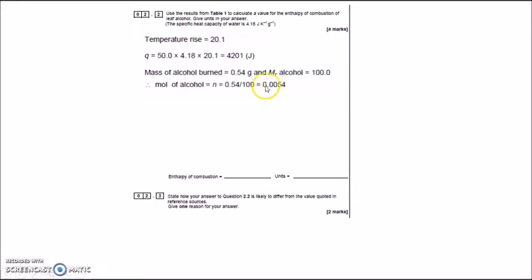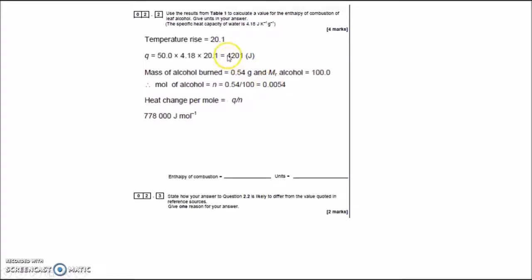So if that small amount, 0.0054, releases 4,201 joules, 1 mole, a larger amount, would release more energy. How do I scale up? Well, I take that number and I do 1 divided by that. So 1 divided by 0.0054 is going to give me a number to scale up by. 1 divided by 0.0054 multiplied by 4201 will give me the amount of heat change if I had 1 mole. Let's just check my calculation again.